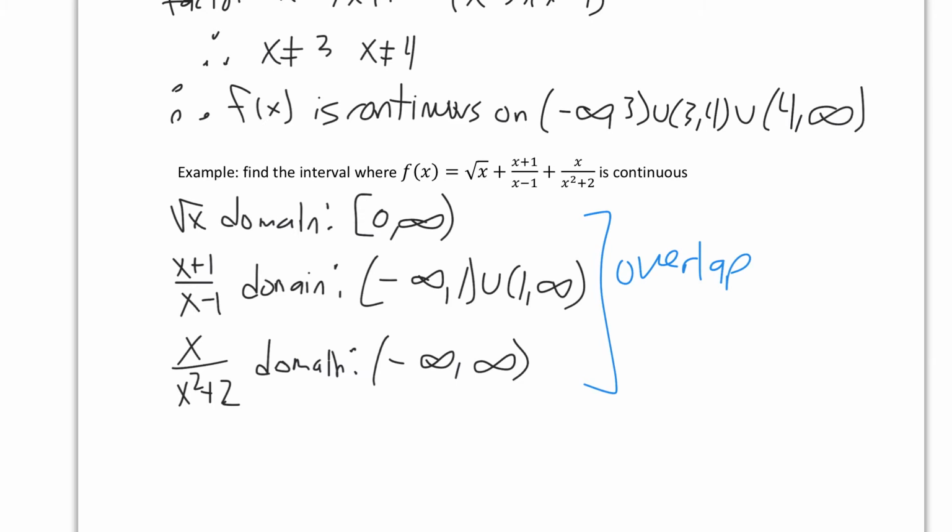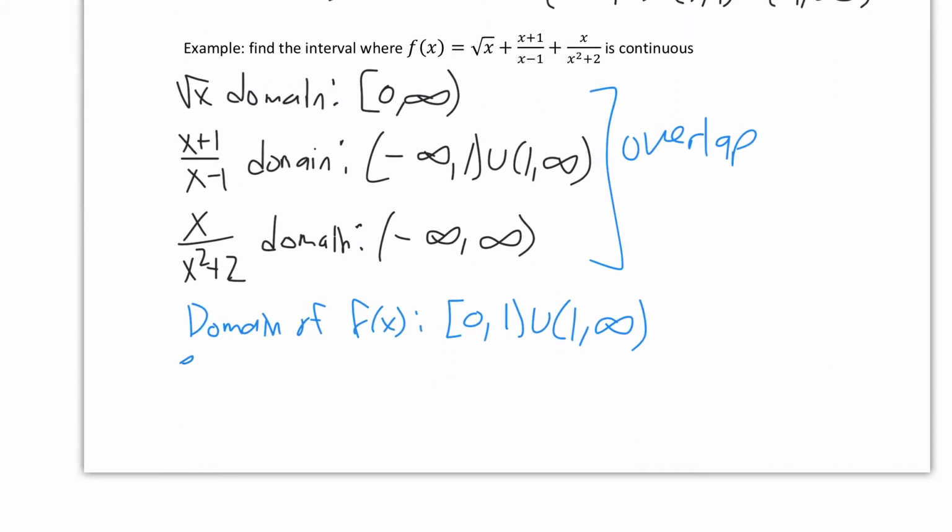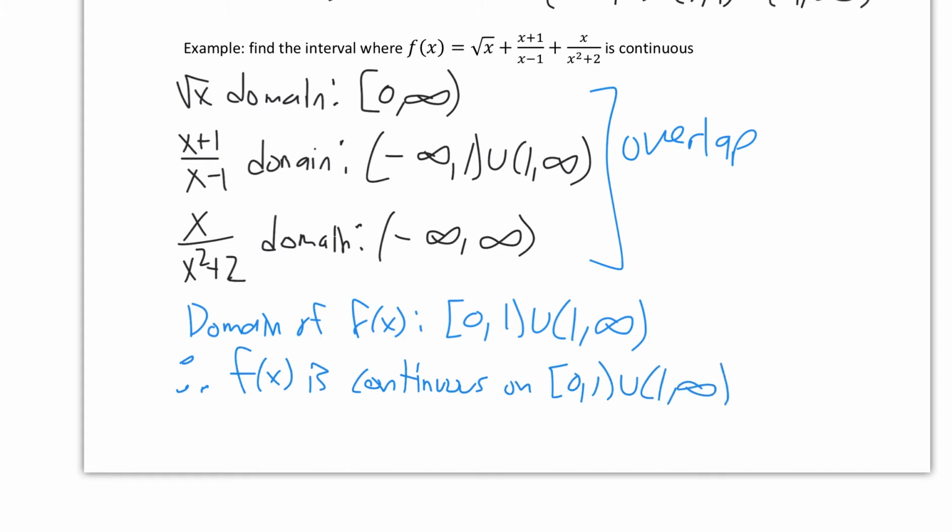So if we were going to write down here the domain of f(x), certainly it's got to start at 0. And then we can't include the number 1 because of that second domain. But everything else is good to go. So that's going to be the domain of f(x). And so therefore, f(x) is continuous on 0 to 1, union 1 to infinity.